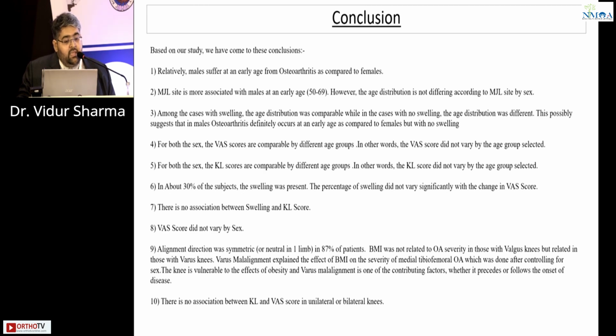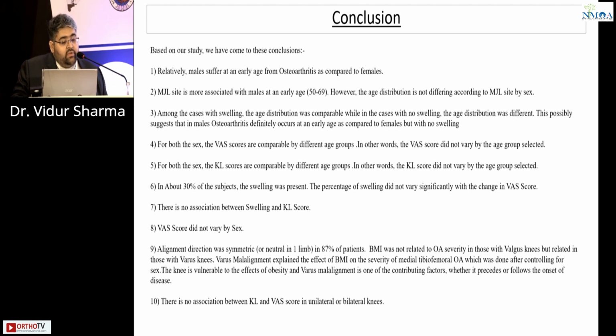Among the cases with swelling, the age distribution was comparable, while in the cases with no swelling, the age distribution was different. For both sexes, the VAS scores are comparable across the different age groups. In other words, the VAS score did not vary by the age group selected. For both sexes, the KL scores are comparable across the different age groups. In other words, the KL score did not vary by the age group selected.